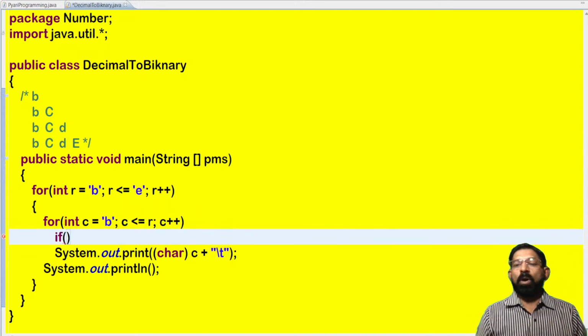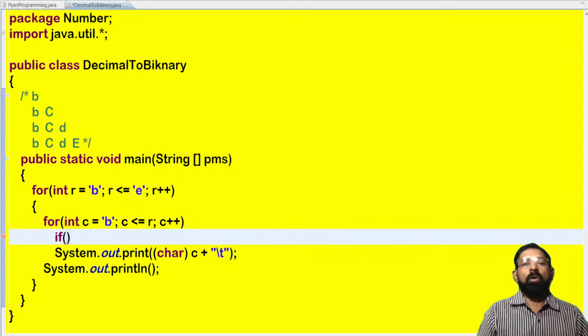Is it row based or column based? Based on that the condition will be applied. Row based or column based?